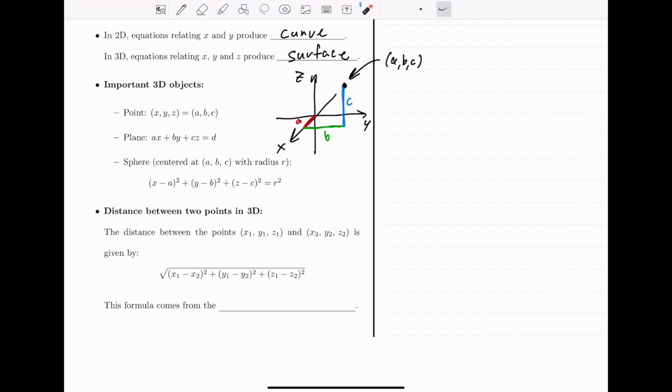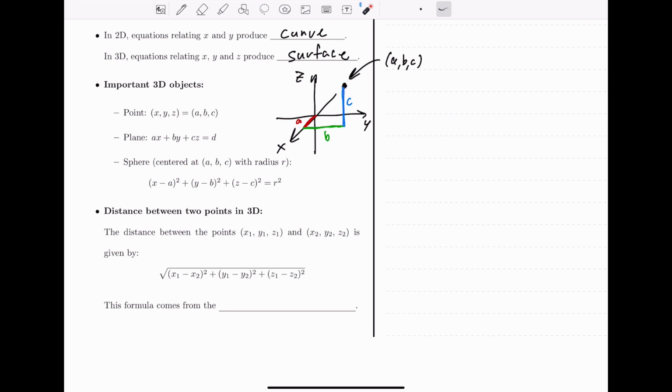A plane has this form. x, y, and z are variables here, and the a, b, c, d, those are just numbers, whatever constants we want. So if we have something times x plus something times y plus something times z equal to some other number, that gives us a plane extending infinitely in all directions. That's a plane.